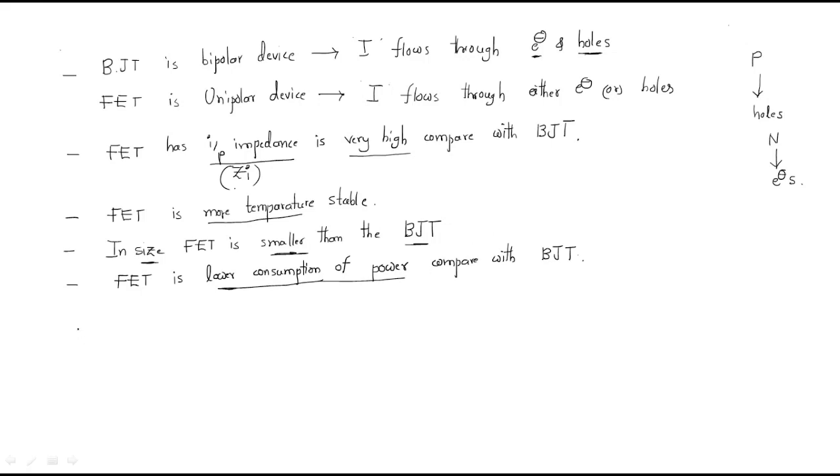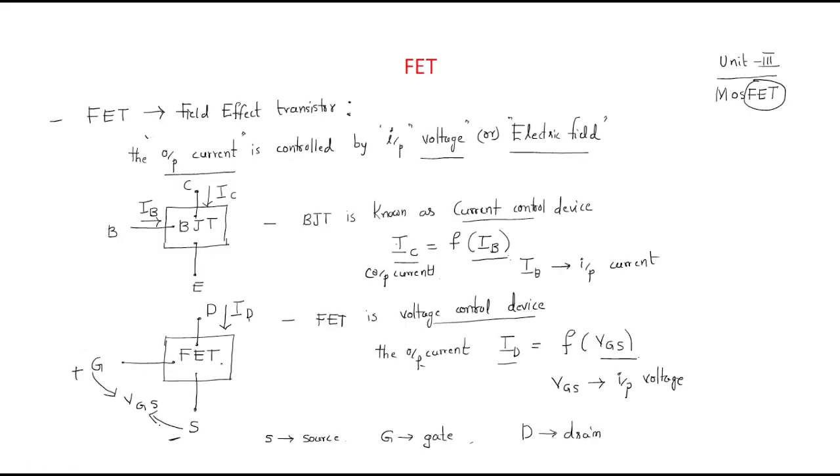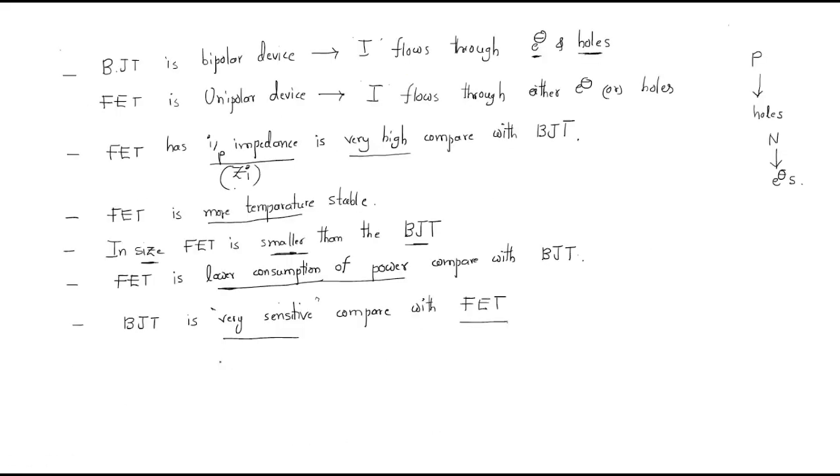But in sensitiveness, BJT is very sensitive compared with the FET. So here the BJT has an advantage. If you give a small signal, the BJT responds immediately, but FET does not respond like that. So in this part, BJT is sensitive and FET is non-sensitive. These are the important characteristics and differences between FET and the BJT.